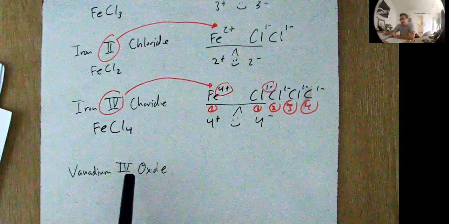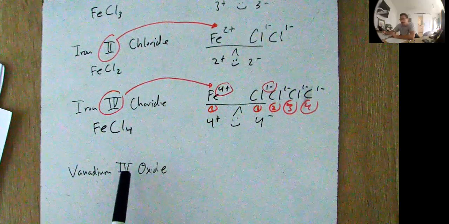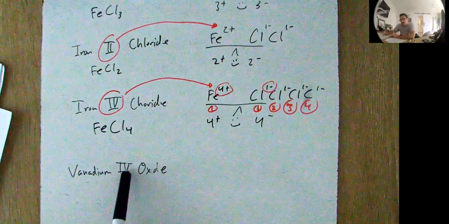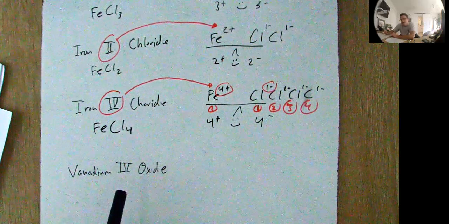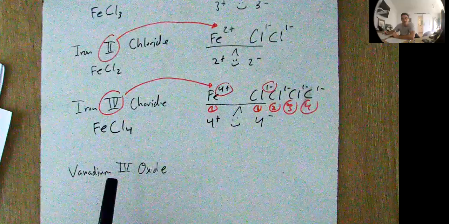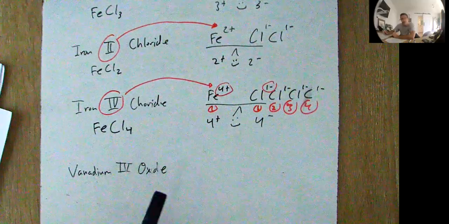But let me warn you, the internet will give you Roman numerals for metals that are not transitional. If you listen to the internet, you will fail. If you listen to Mr. Edwards, you're going to do great.